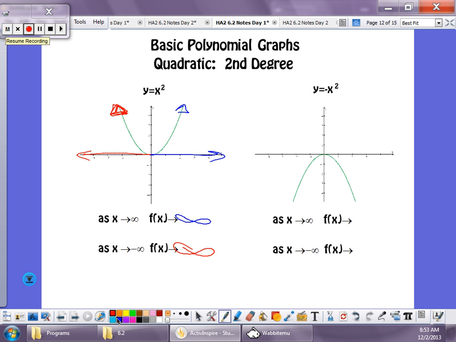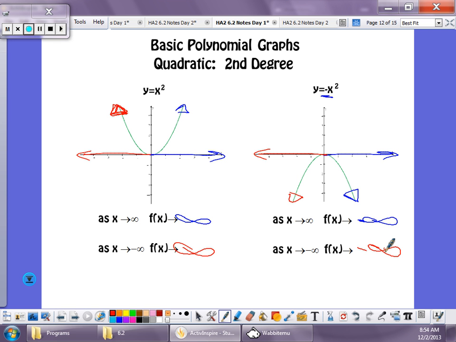So again, we see if we put a negative coefficient out front, my end behaviors are going to flip again. So now as x goes to infinity, where are my y values going? Negative infinity. And as x goes to negative infinity, where are my y values going? Negative infinity. Good.